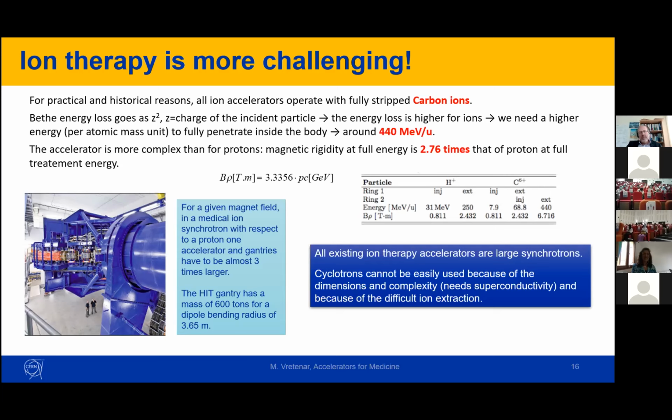You will see in the last part of my lecture that all the work we are doing now to optimize and improve ion therapy is to find ways to fight against this factor 2.8. So, to build superconducting accelerators that are smaller, comparable in size and in cost to the proton accelerators, to beat this drawback of the factor 2.8 in magnetic rigidity, let's say, that comes from the higher energy. But it is the price that we have to pay for the benefits of the ions, for the higher energy loss per meter of the ions inside the body.